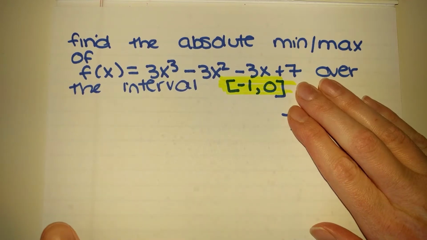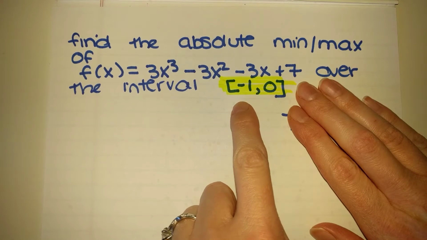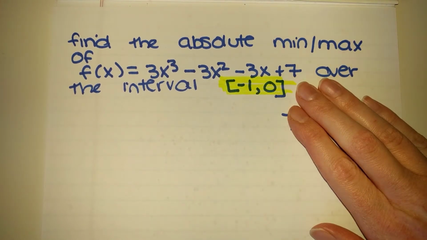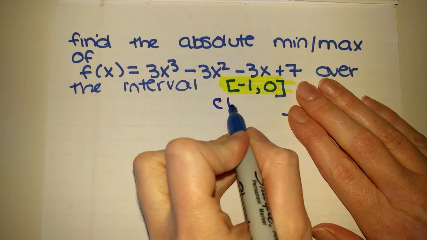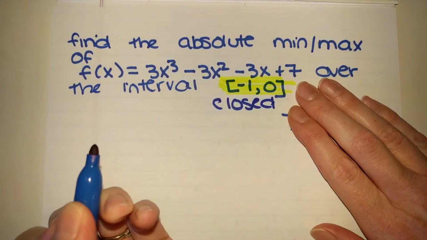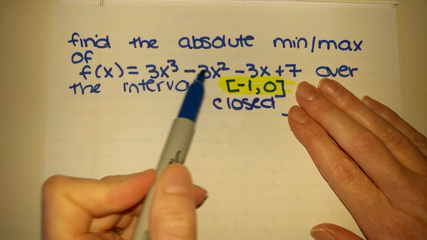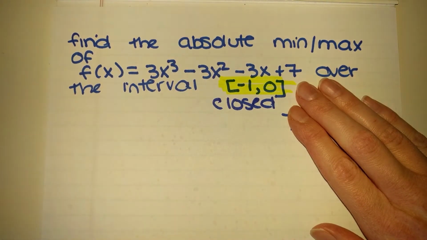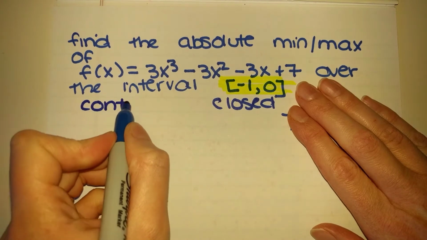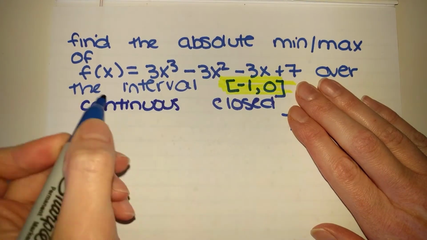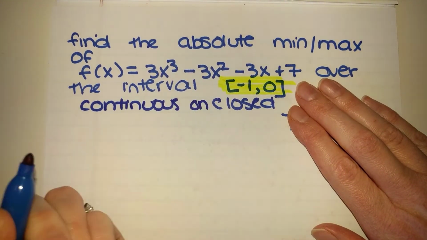So in reading this question, the first thing that should really stand out to you is that it's a square bracket -1 to 0. And that means that we have a closed interval that we are trying to find extrema on. Now, you also will notice that this function f of x is a polynomial. And because it's a polynomial, it is also continuous as a function. So we have a continuous function on a closed interval.